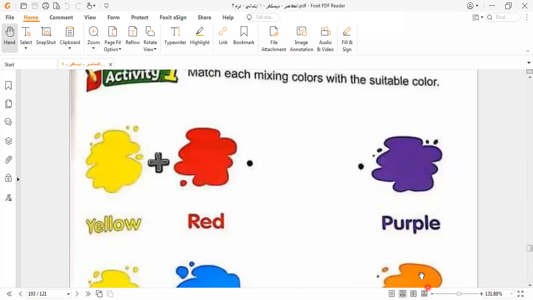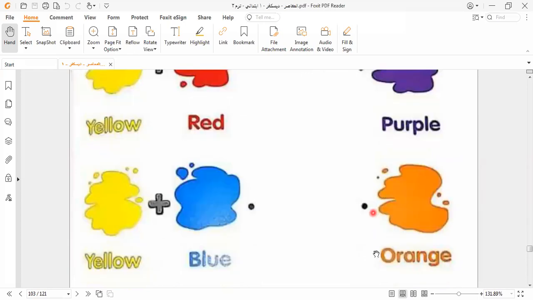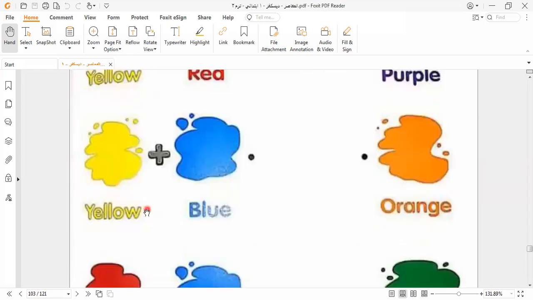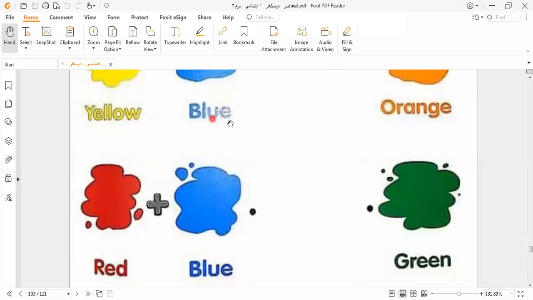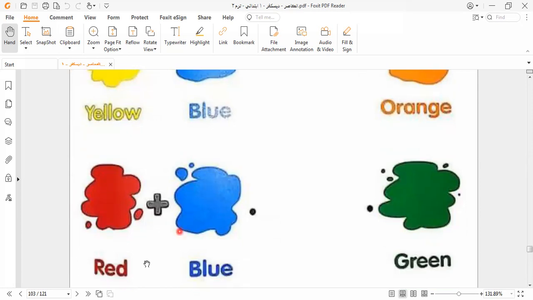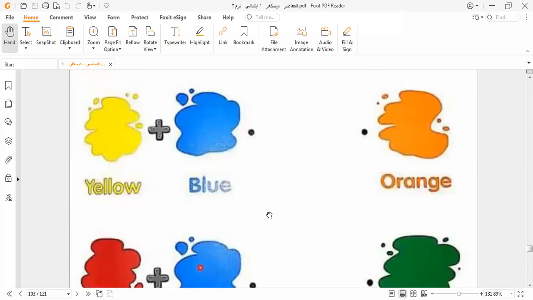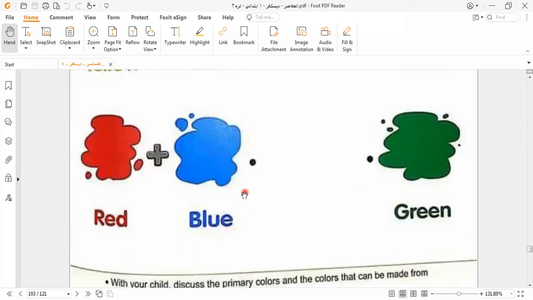Here is mixing colors. When we mix yellow with red, think with me, it would be orange. If we mix yellow with blue, it will become green. So I'm letting you say this means green. You are clever pupils. So I select green. Red and blue will be purple, the first one. So I select this one.